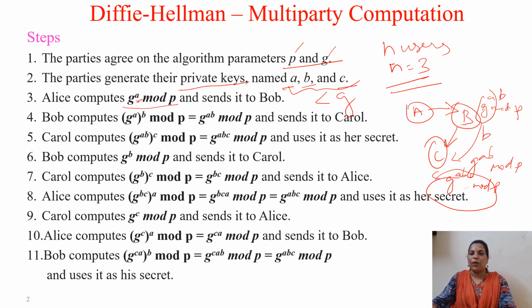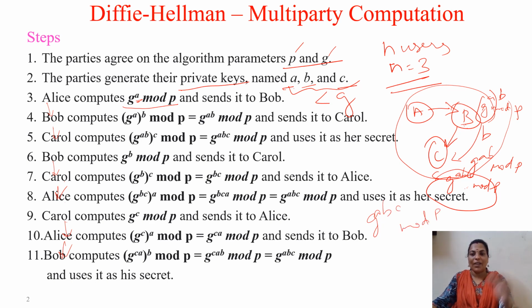Now the same procedure is followed starting from Bob: Bob to Carol, then Carol to Alice. Then Carol to Alice, then Alice to Bob. Finally, everyone has the value G power ABC mod P. That value everyone has.